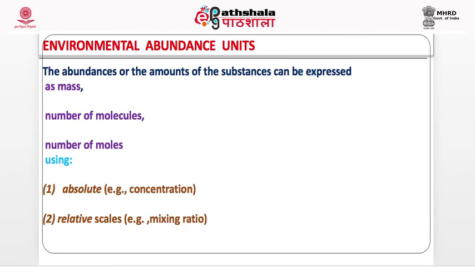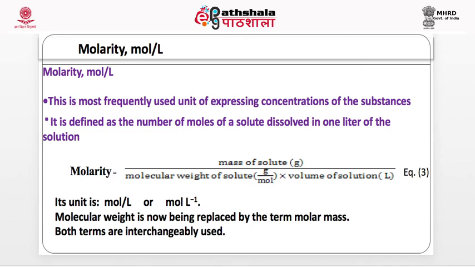Environmental concentration: the concentration of gaseous substances can be expressed using two kinds of scales, absolute and relative scales. Examples of the former, absolute scales, are molarity and number density, and the latter, relative scales, are mixing ratios and mole fractions. Now first I explain molarity. The unit is mole per liter.